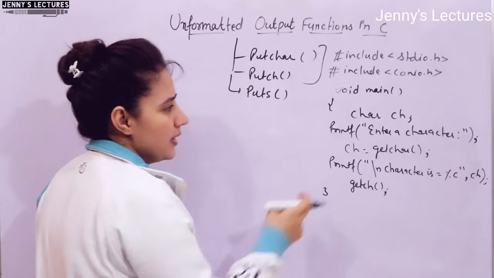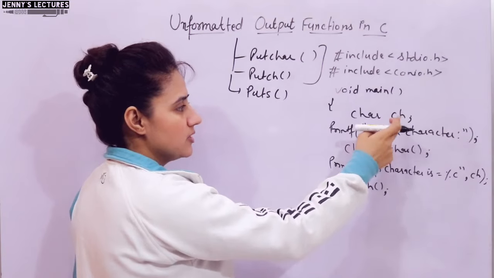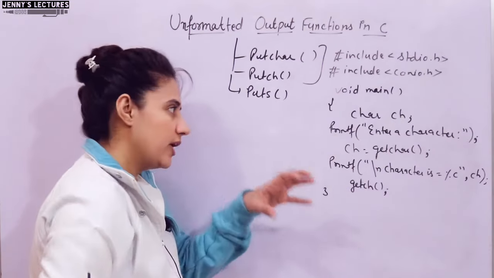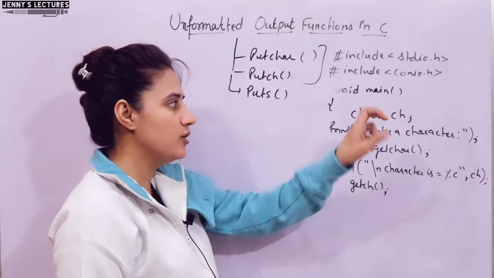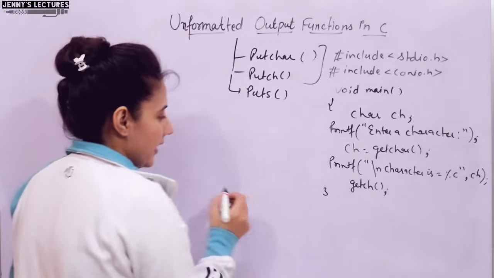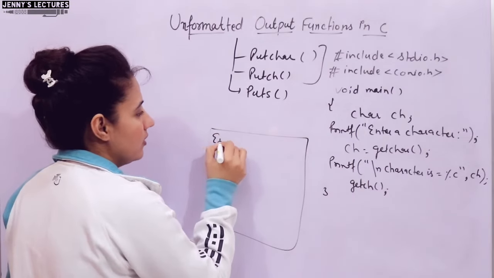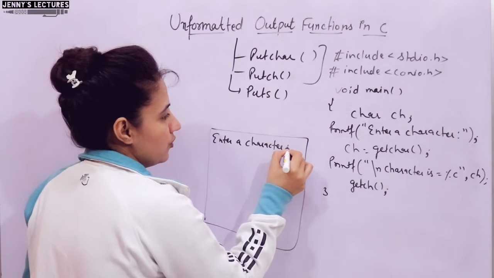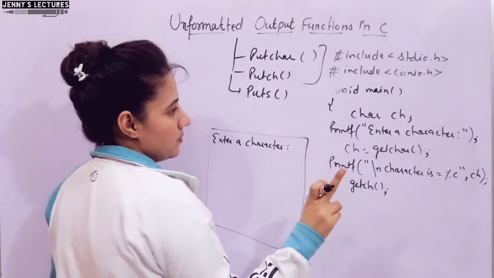Let us take this example. Here I am taking one variable of character type. The name of the variable is ch. I am using the printf function. Printf means to produce output. Output means I just want to print a message on the screen. Whenever you run, a message would be printed on the screen, that is, enter a character. Suppose this is your output screen. So whenever you run, enter a character would be the output first. Whatever you print within these quotation marks would be on the screen as it is, right?